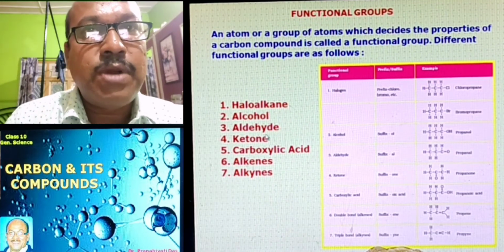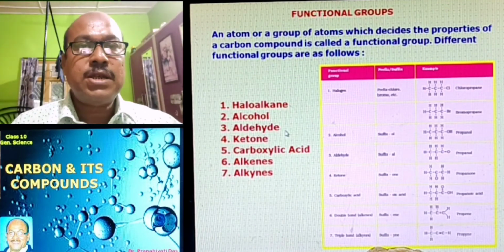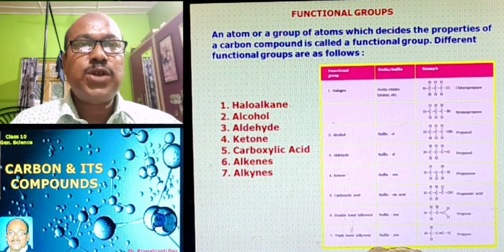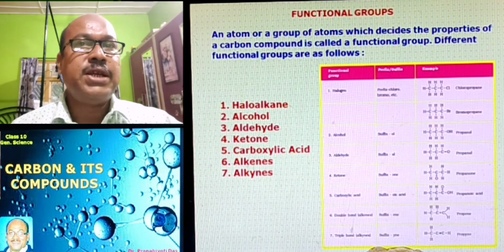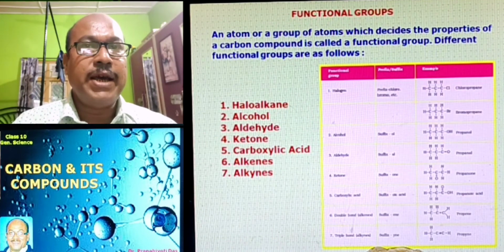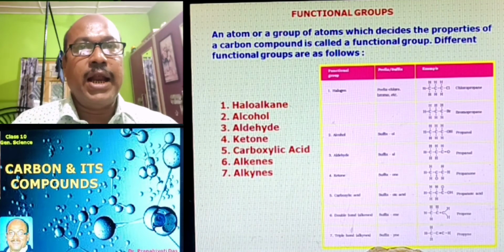Now come to the next one, aldehyde. Aldehyde is another functional group, represented by a single dash CHO group. If the CHO group comes and joins, it becomes an aldehyde, and all the aldehydes are named by adding the suffix "al".